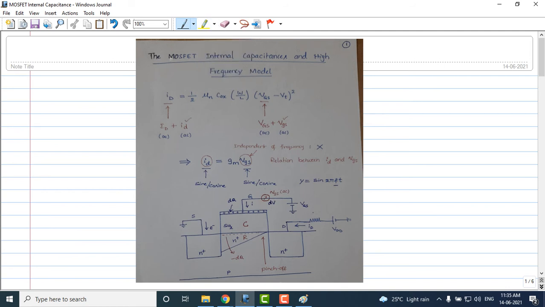So this is MOSFET internal capacitance and high frequency model. This is an equation for the MOSFET. MOSFET can be operated in 3 regions. What are those 3 regions, if anybody can recall? The first one is going to be the cutoff region. Let me write it here, first cutoff region. So regions of operation.